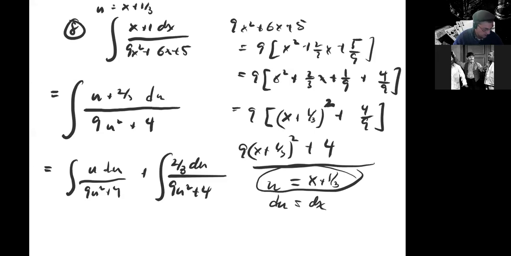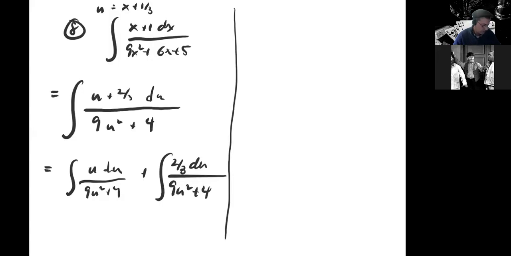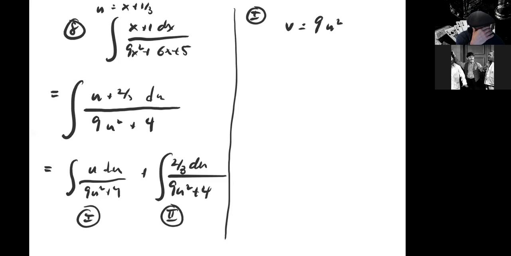Let me write that up here because I'm going to need some additional space. Okay, so let's call this integral 1 and this integral 2. I'm going to handle 1 first. That's the easier one. I'm going to do this by substitution. v is 9u squared plus 4. So dv is equal to 18u du. So 1/18 dv is u du, which is what we have in the integrand.